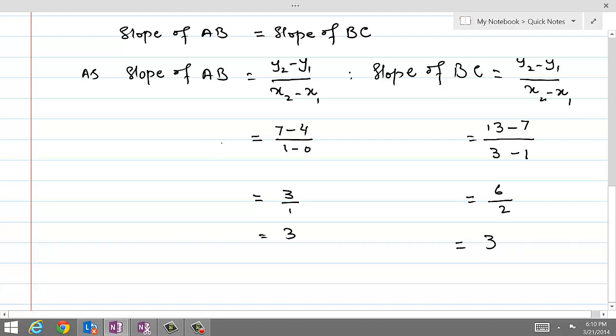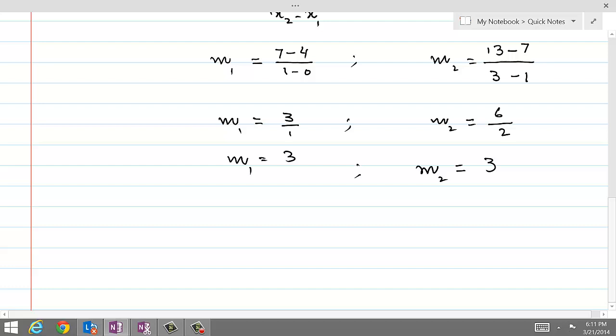If slope of AB was named as M1, then all these are values of M1, and if slope of BC is named as M2, then this is M2 and this is M2. As you can see that M1 and M2 are same. This means that both slopes are same and points A, B, C belong to same line.